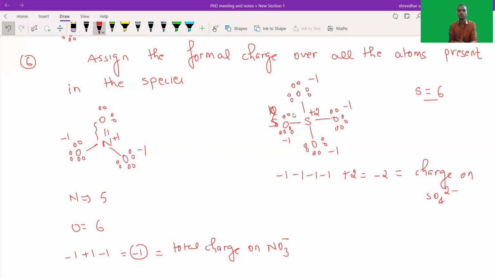Okay. Now, if your central atom belongs to the first period or second period, then your Lewis dot structure is complete at this step itself. So here we can see that nitrogen belongs to the second period. So this is your final Lewis dot structure for the NO3 minus.